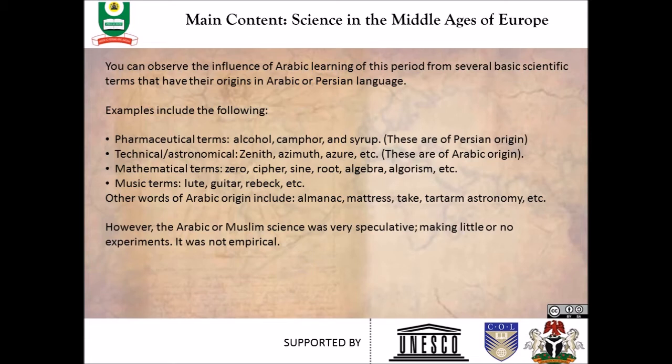However, the Arabic or Muslim science was very speculative, making little or no experiments. It was not empirical. By the close of the 11th century, the decline of Arabic learning had set in, and from then, science was chiefly a European activity.